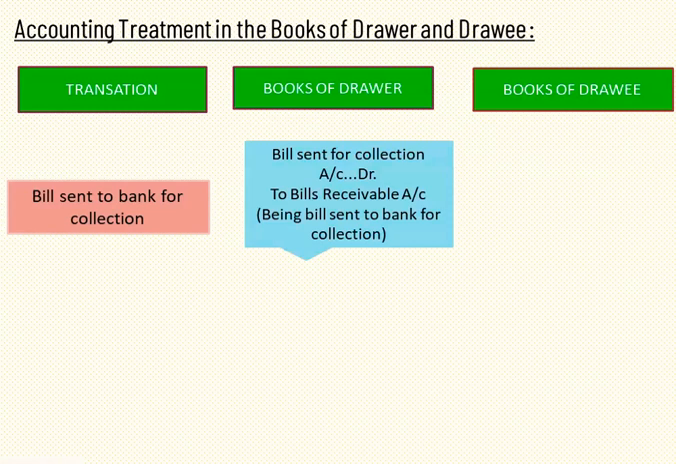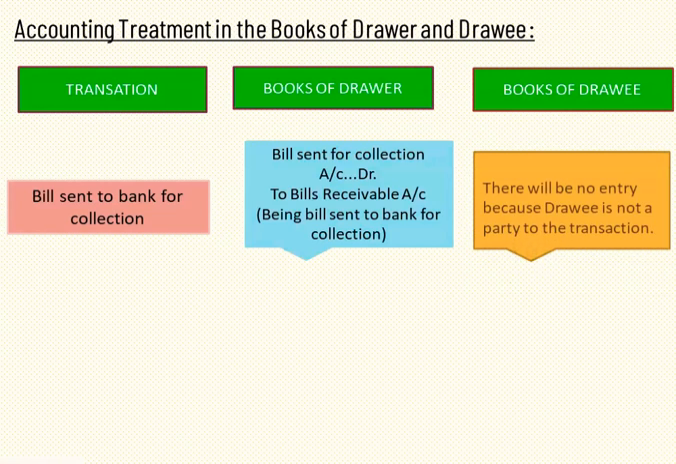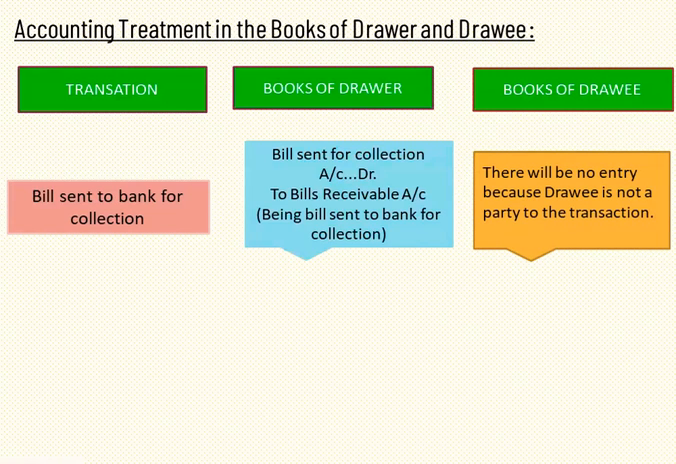Therefore, when the bill is sent to the bank, our entry is bill sent for collection account debit to bills receivable account. Now let us see the journal entry in the books of the drawee. Here there will be no entry because the drawee is not a party to the transaction. This is none of the drawee's business because the bill is sent by the drawer to the bank, and the drawee is not in the picture. Therefore, no entry will come in the drawee's books.